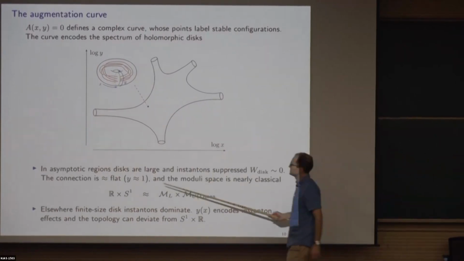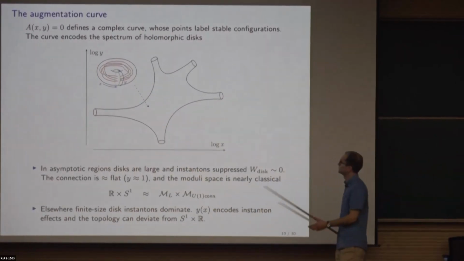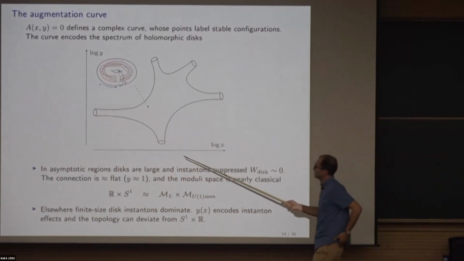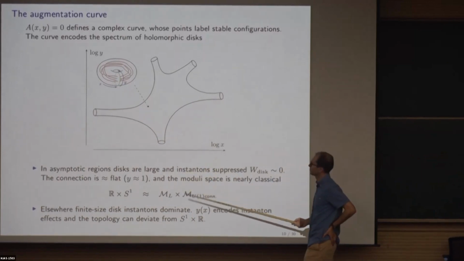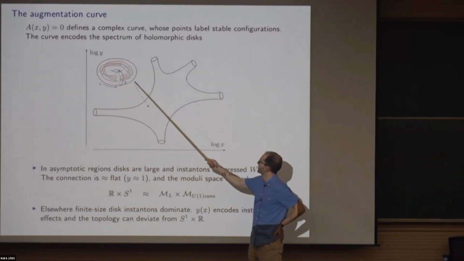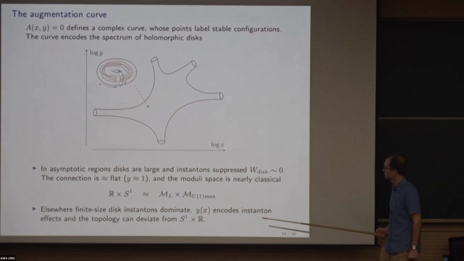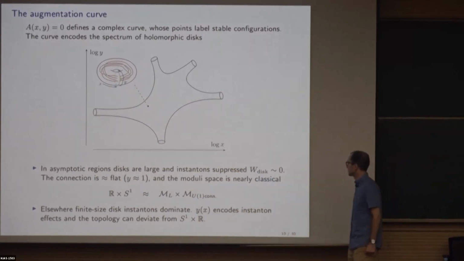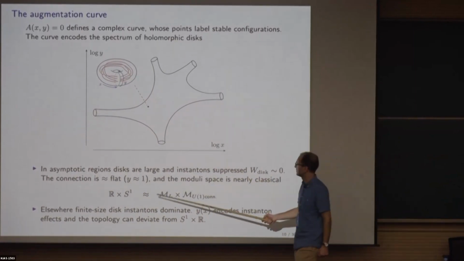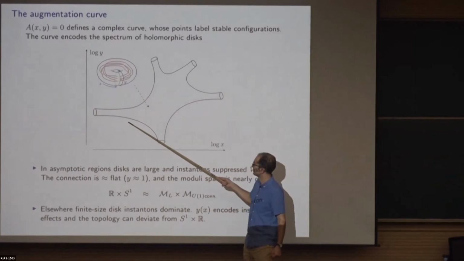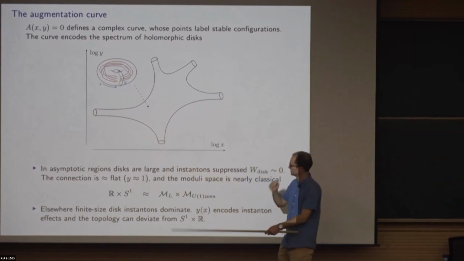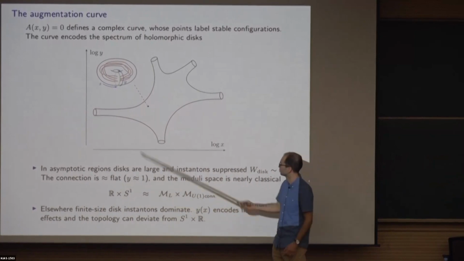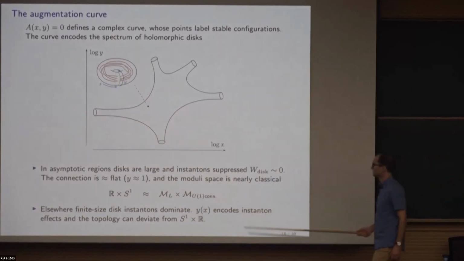Now, on this curve, there will be some asymptotic regions where the disks are very large, so the instantons are suppressed. In these regions, the connection is therefore flat. If you remove all the boundaries from the instantons, then the meridian holonomy y becomes trivial. The moduli space is then just the classical moduli space of the underlying Lagrangian. So there's a real direction R, and then there's a U(1) flat connection S^1. So the boundary regions must look like cylinders.